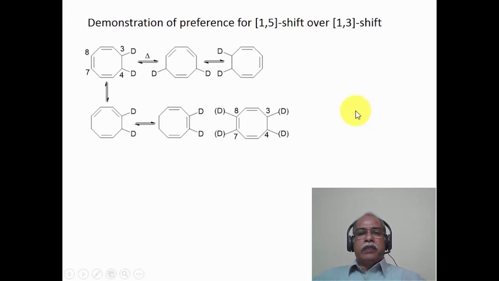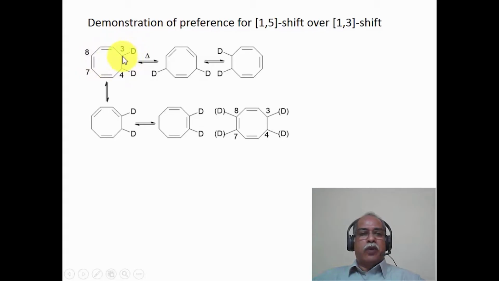Now the preference of 1,5 shift over 1,3 shift is illustrated by this example. Initially the 3,4 dideuterio substituted derivative was taken, and this particular derivative was made to undergo thermolysis. In doing so, if the reaction were to be a 1,5 shift, the deuterium in the 3 position will migrate to 7 position. The deuterium in the 4 position will migrate to 8 position, which would correspond to 1,5 migration.